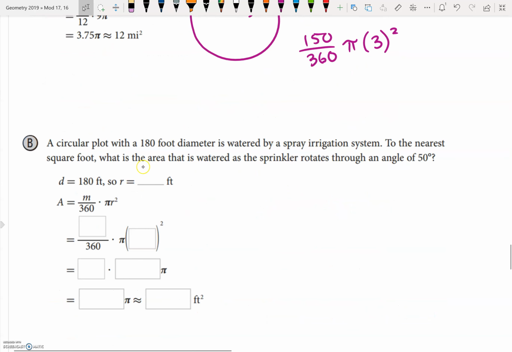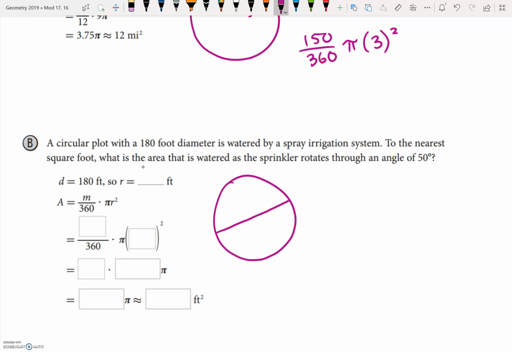So let's draw this one here, and whenever we get any word problems, we want to draw out our example so we know what we're talking about. We have a circular plot. It has a 180-foot diameter, which means that our radius is going to be half of 180, which is 90 feet. The sprayer rotates an angle of 50 degrees.